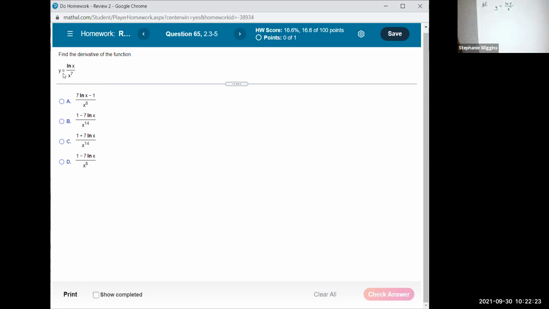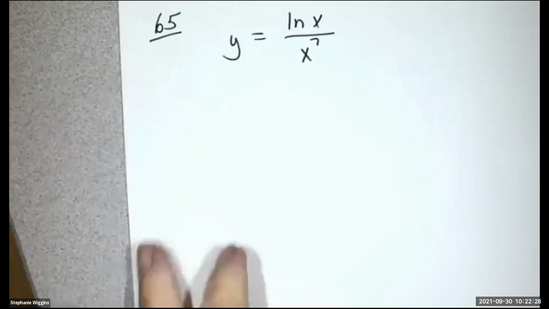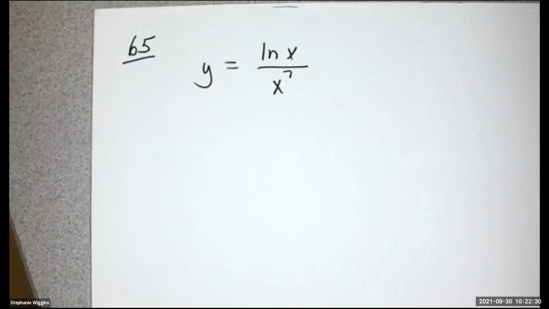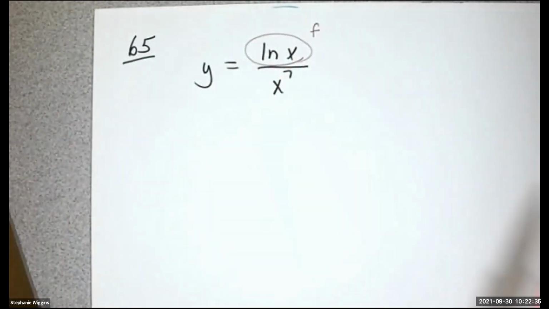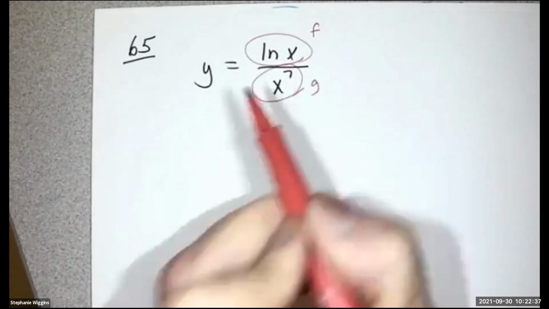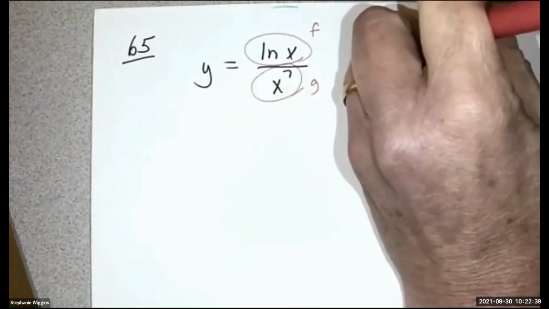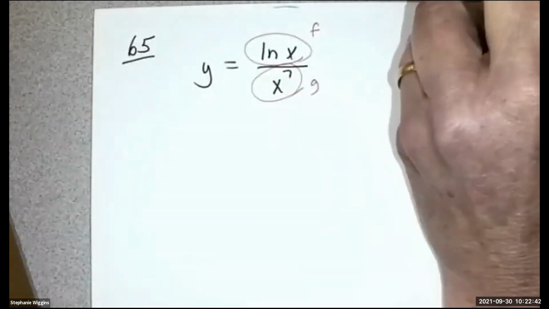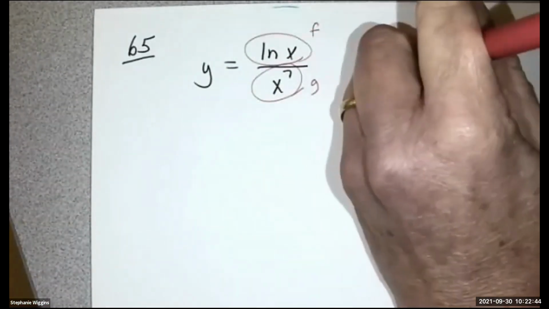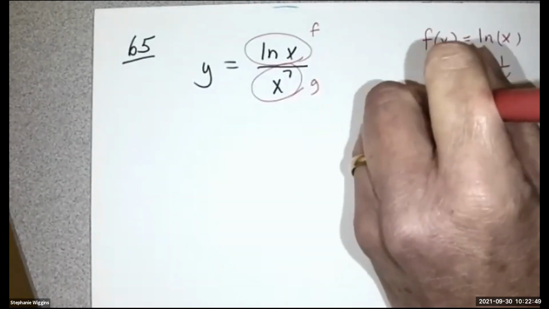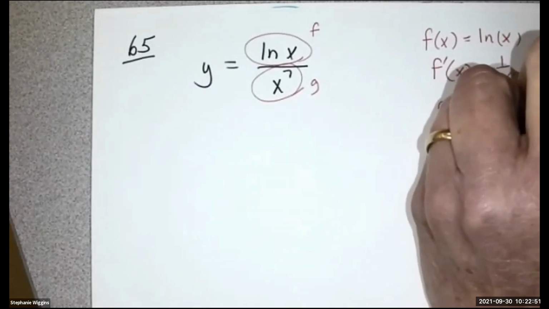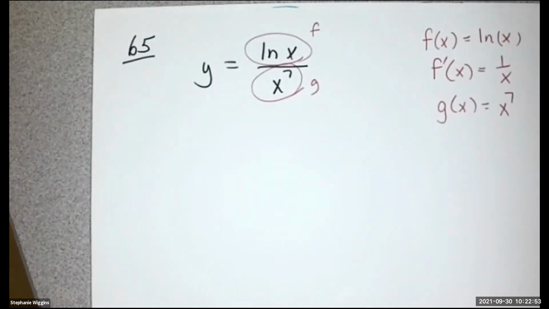Okay, so we know we're going to use the quotient rule because we have a function in the numerator, that's f, and then we have another function in the denominator, that's g. So if f of x equals the natural log of x, the derivative of that is going to be 1 over x. And if g of x is x to the 7th, this is a power function. I said exponential, but I meant power.